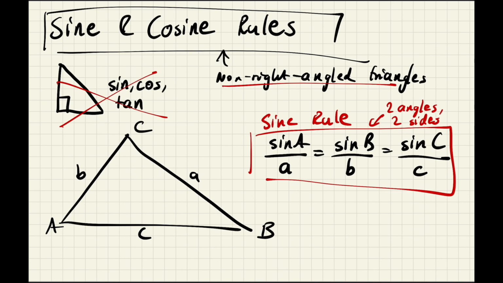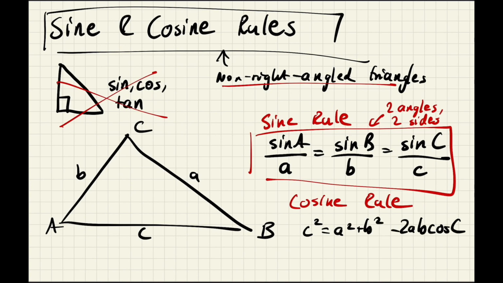Now, in terms of our cosine rule, this one is a little bit different. This one is c squared is equal to a squared plus b squared minus 2ab cos C. Let's just draw a box around that.